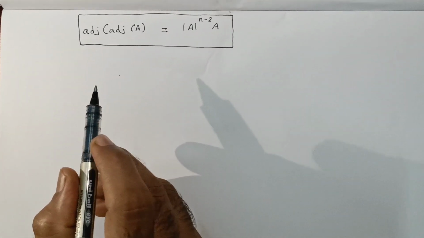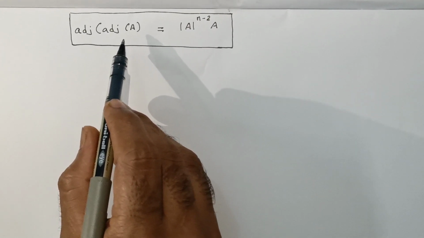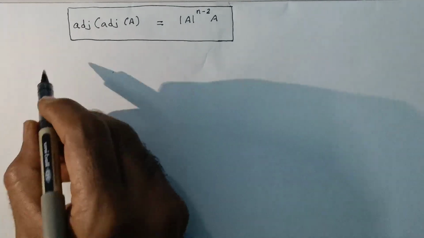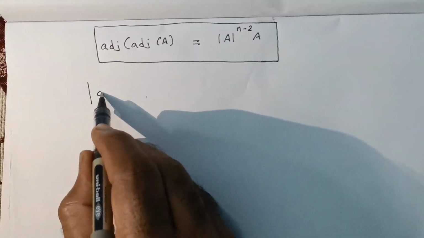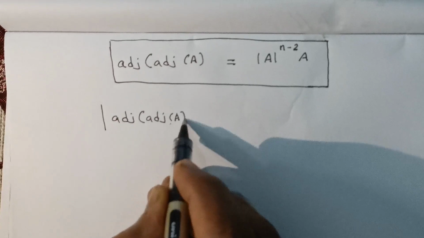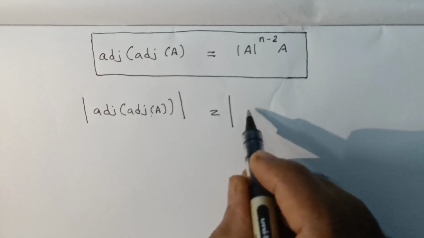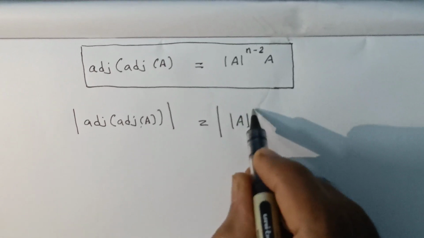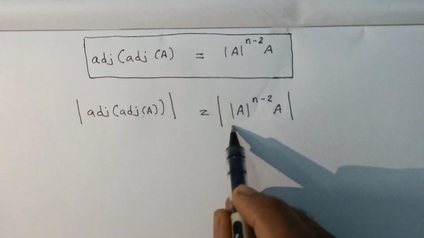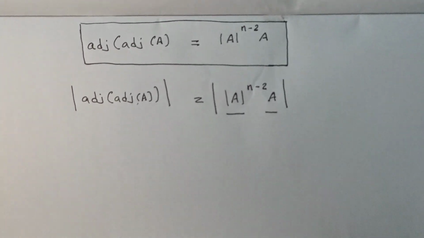So here we define the second property: adjoint of A for a square matrix of order n is given by determinant of A raised to n minus 2 into A. So if we are asked to find the determinant of adjoint of A, then we have to find the determinant of the matrix determinant of A raised to n minus 2 into A. Here, determinant of A raised to n minus 2 is a constant and A is an n by n matrix.